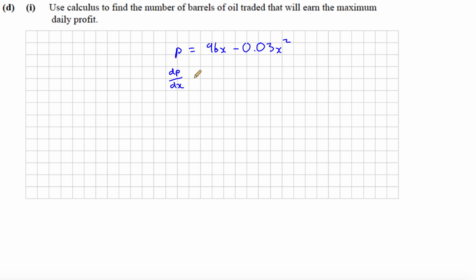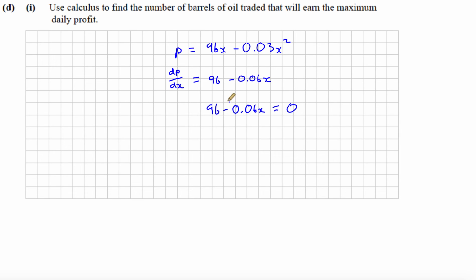So dp dx is equal to, the derivative of 96x is just 96. And the derivative of minus 0.03x squared, we bring the power down to the front and multiply this by the power. So minus 0.03 by 2 is minus 0.06. And then x to the power of, reduce this power by 1, x to the power of 1, so just x. So that's dp dx. And then we're going to let that be equal to 0. So we get 96 minus 0.06x. Let that be equal to 0.